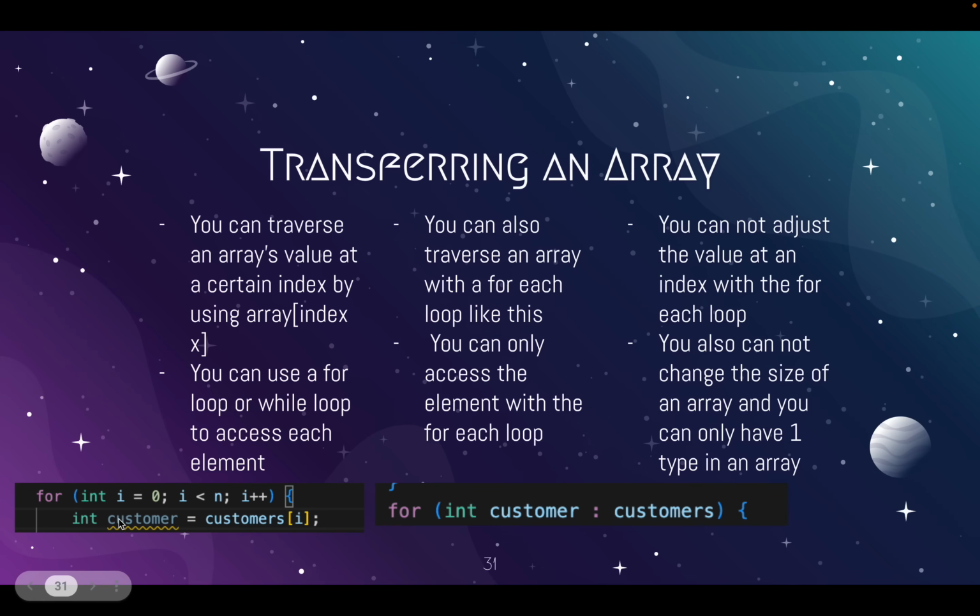You can also use an enhanced for loop like this, for customer in customers. This accesses every customer in the customers array. And when using this, you cannot adjust the value. You cannot just change customer equals 5, for example, or customer equals 10. That will not change the value in the actual array. But here, what you can do is customers at i equals 10, or customers at i equals 11, and that'll actually change the value in the array. But for the enhanced for loop, you cannot do that.